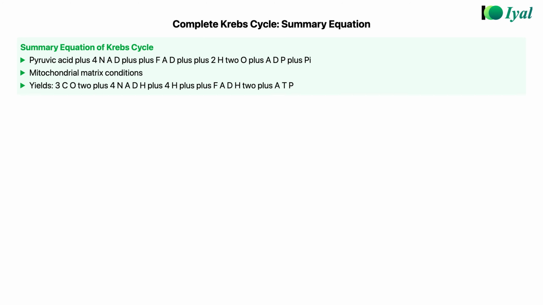Okay, so this is the summary equation for one complete turn of the Krebs cycle. One pyruvate goes in. It needs 4 NAD plus, 1 FAD, 2 water molecules, 1 ADP and 1 phosphate. And what comes out? 3 carbon dioxide molecules, complete oxidation, 4 NADH, 1 FADH2, 1 ATP, all happening in the mitochondrial matrix. This equation shows the net result of the entire cycle: carbon completely oxidized, energy captured in NADH, FADH2 and ATP. This is very comprehensive. But remember, one glucose produces two pyruvates, so everything doubles.